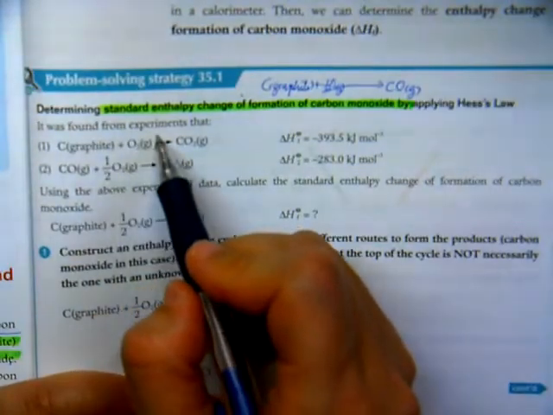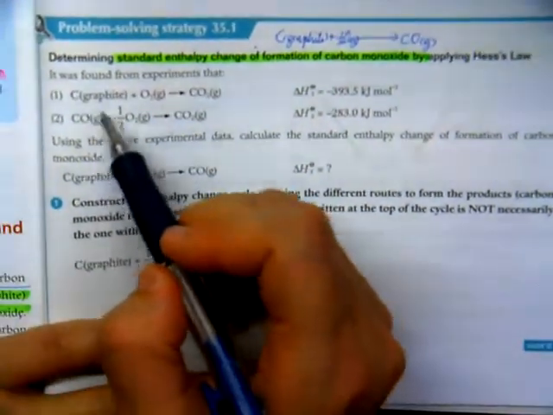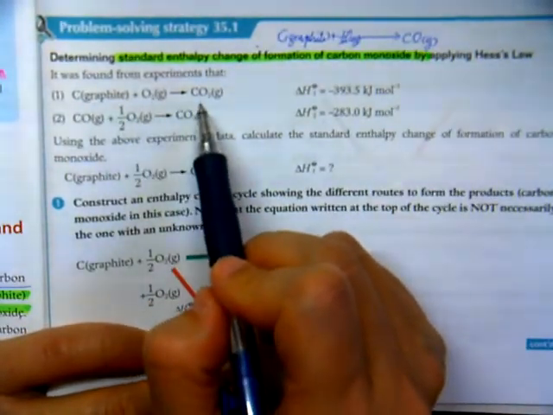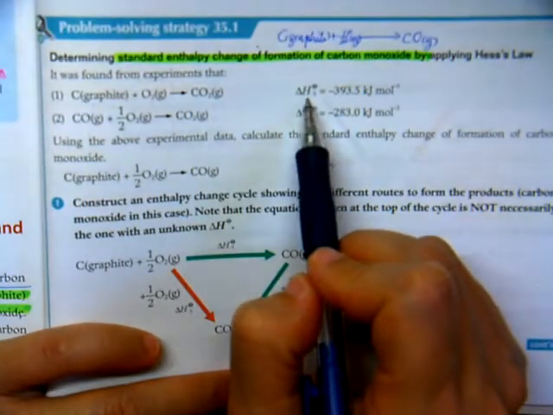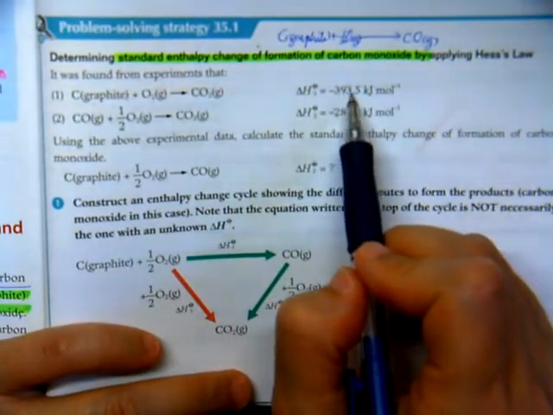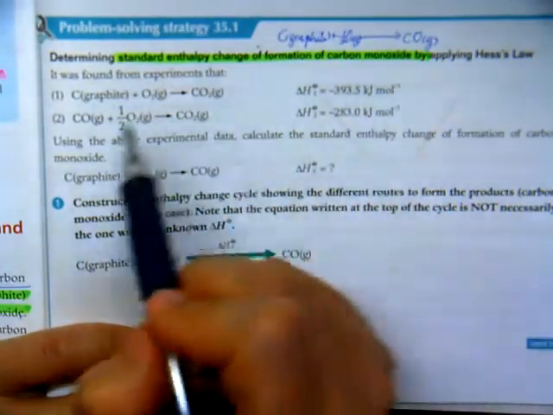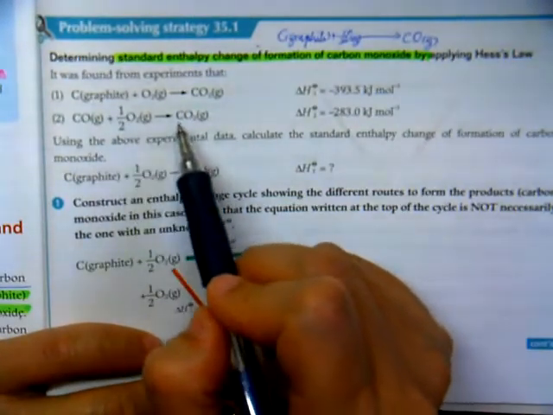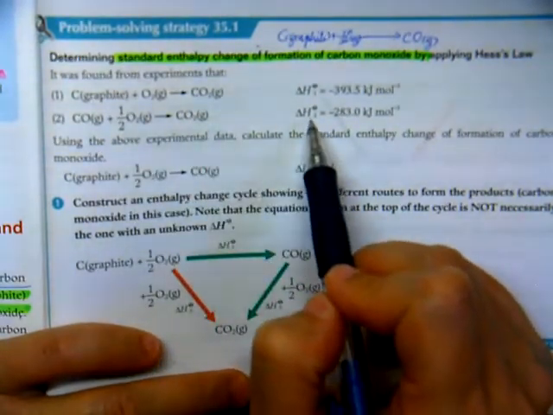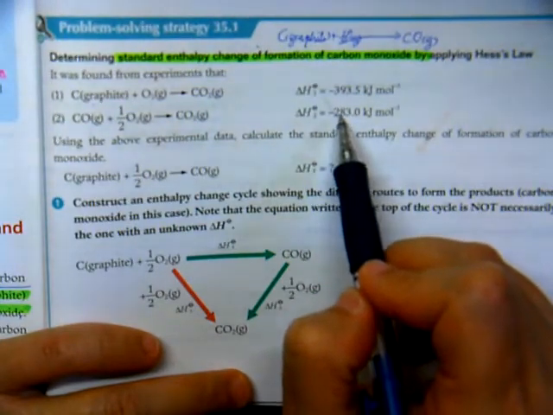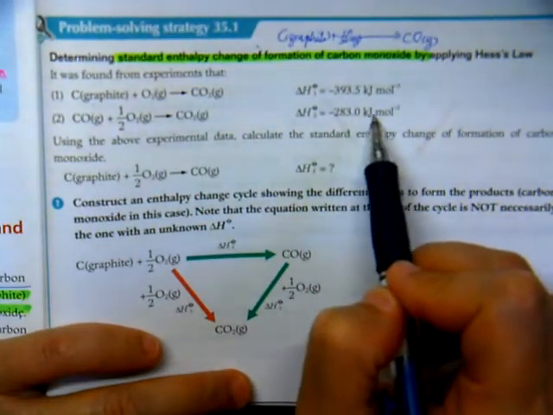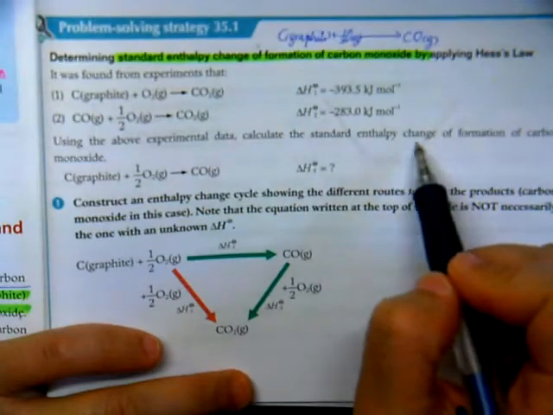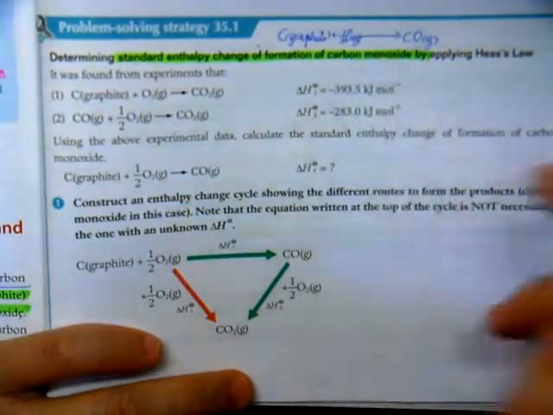It was found from experiment that, now these are the experiments. Carbon graphite reacts with oxygen to form carbon dioxide with enthalpy change equal to negative 393.5 kJ per mole. And then another step. Carbon monoxide reacts with half O2 to form carbon dioxide with delta H2 equal to negative 283.0 kJ per mole. Use the above data, calculate the enthalpy change of formation of carbon monoxide.